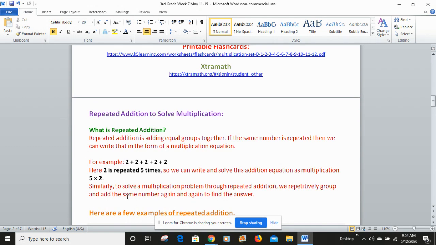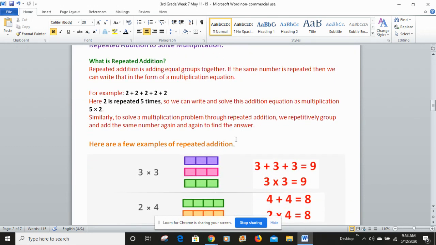And similarly, if you want to solve a multiplication problem through repeated addition, we repetitively group and add the same number again and again to find the answer. So this is the repeated addition. This is the multiplication. So let's just look at a few other examples.